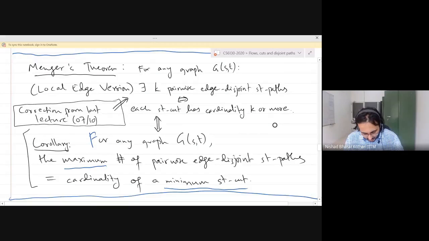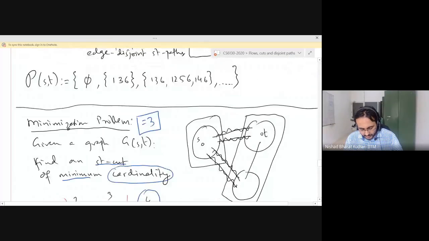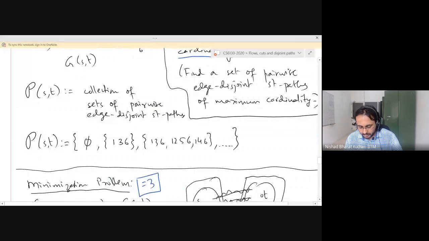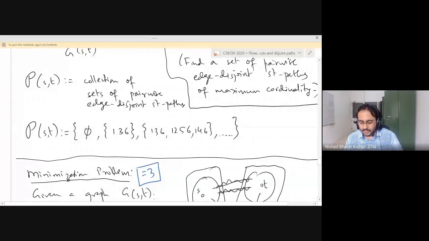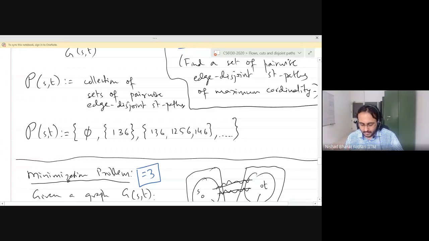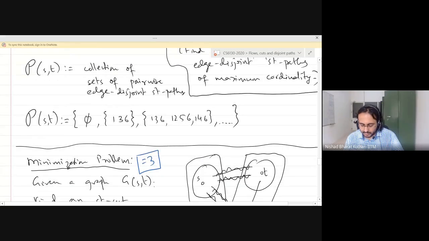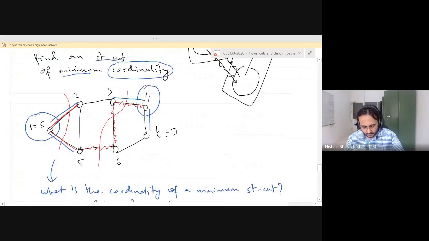Okay, so if not, after this, we looked at a more optimization viewpoint where we looked at a minimization problem and a maximization problem. And basically, Menger's theorem says that the optimal solutions have the same cardinality. So if you can find k pairwise edge disjoint st-paths, and that is the maximum you can do, then you will also be able to find an st-cut of the same cardinality, k. And that will be the minimum st-cut, right?